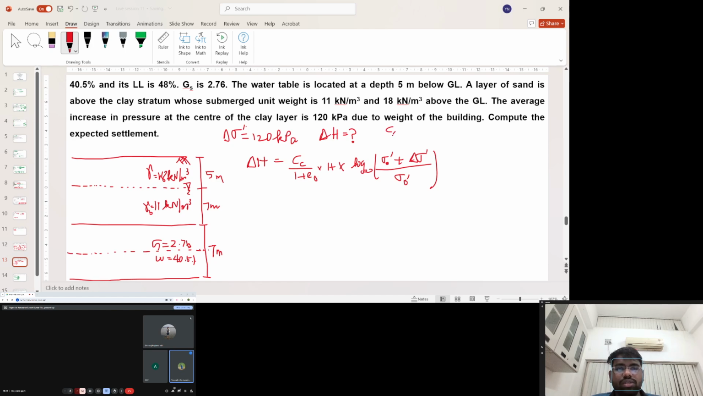So Cc is easier. Since it is a natural deposit, we use Terzaghi's value. How much we are getting? 0.342.